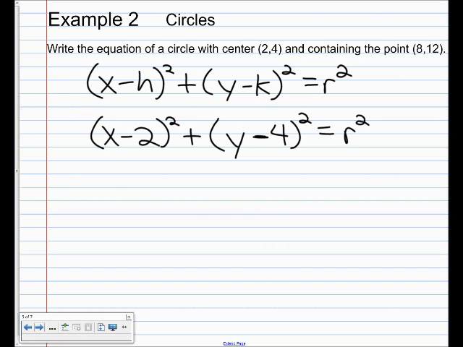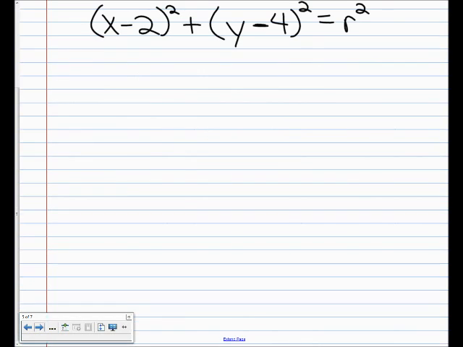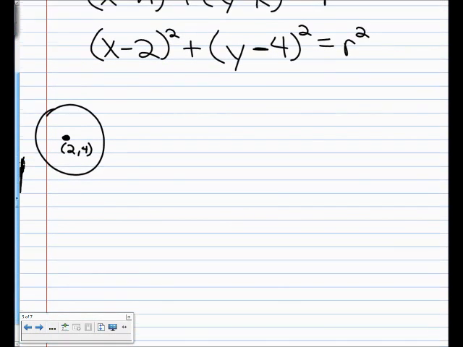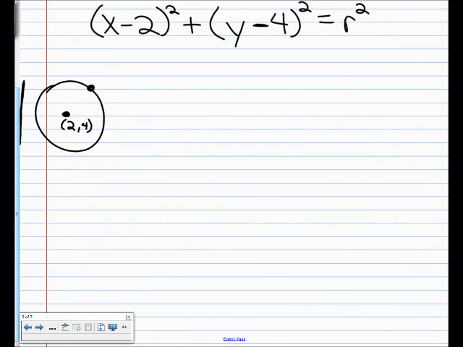Now there's actually a couple of ways to do this. Can anyone think of a way that we could find the radius? Well, I love it. Very good. If I were to draw this circle, what is my center? 2, 4, right? And what's the point they've given me that's on this circle? 8, 12. So I'm just going to imagine it's somewhere over here.